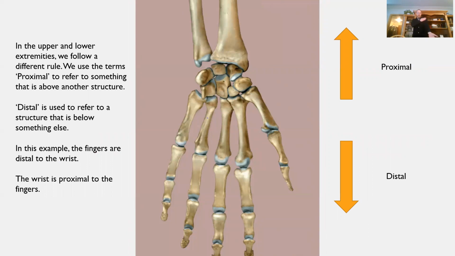My shoulder is superior to my elbow. My wrist is, sorry guys, scratch that. I was still on the other slide. So my shoulder is proximal to my elbow. My wrist is distal to my elbow. So my elbow is proximal to my wrist. My shoulder is proximal to my elbow. My wrist is distal to my elbow. My fingers are distal or further away from my wrist. Proximal means closer to the trunk. Distal is further away.